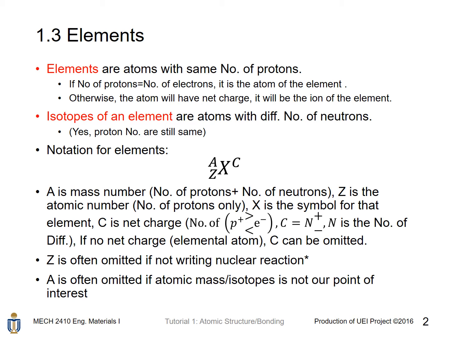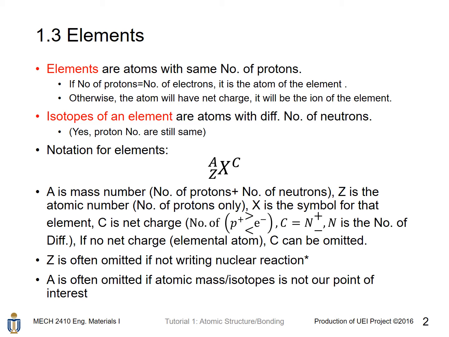Isotopes of an element are atoms with different numbers of neutrons, but the proton number is still the same. Otherwise, we will not call it an element or isotope of the element. And the notation for elements is shown here.